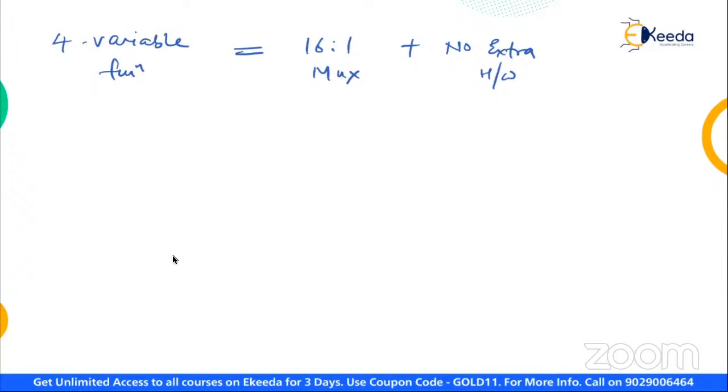But for example, if you want to implement a four variable function by using an 8:1 multiplexer, let me tell you, now there is a problem. What is the problem, guys? In an 8:1 multiplexer, you got only three select lines. So out of four variables, three variables will be taken care of, and the remaining one input will come at the input of the 8:1 multiplexer. So you require an 8:1 multiplexer along with some NOT gates.